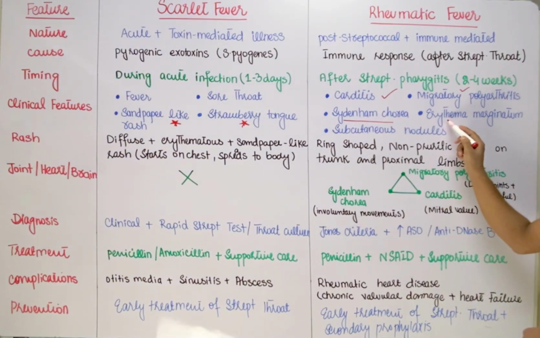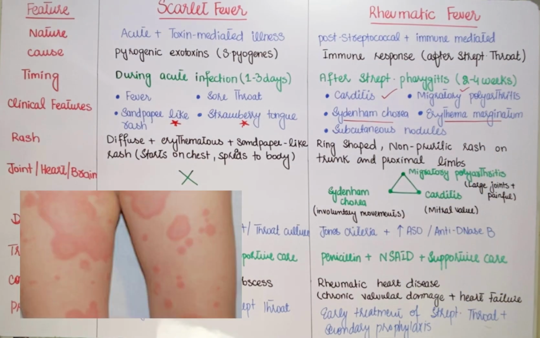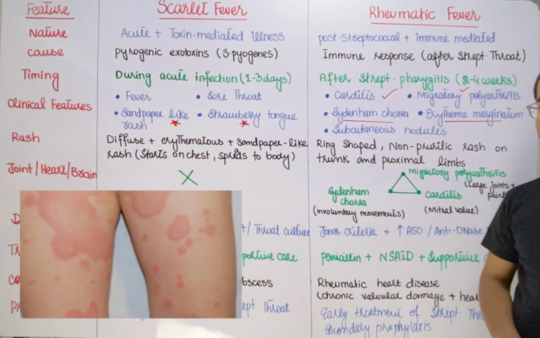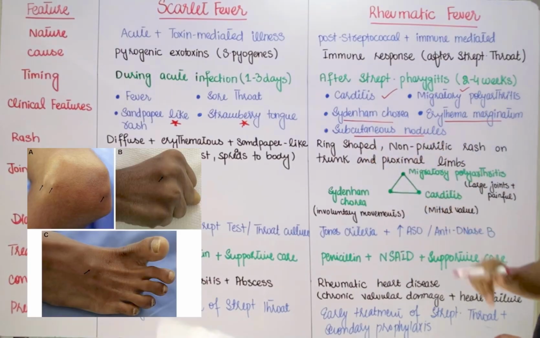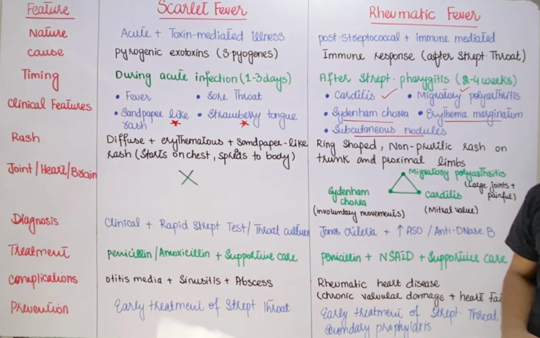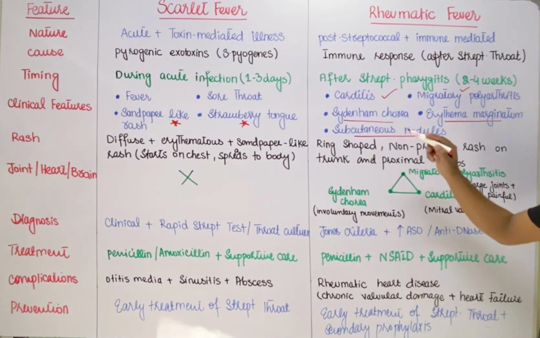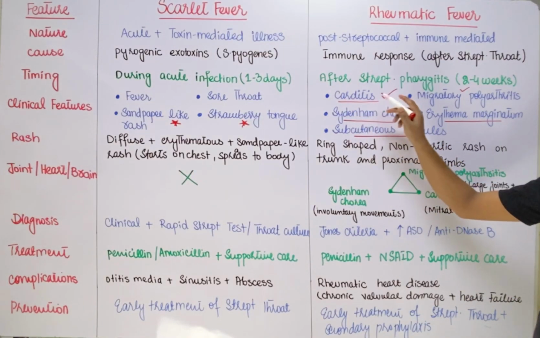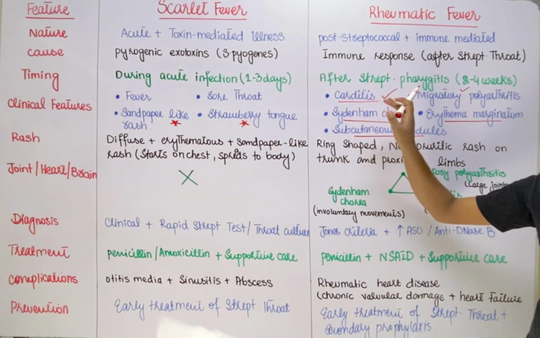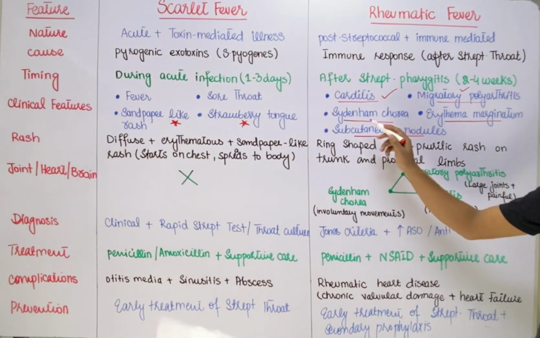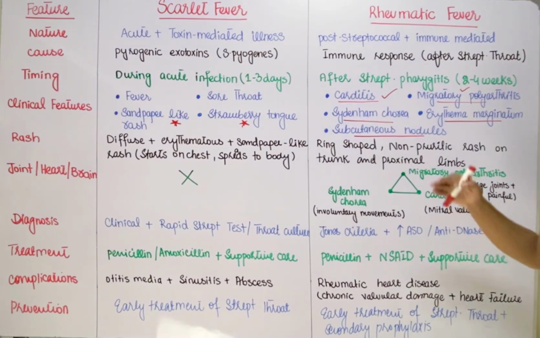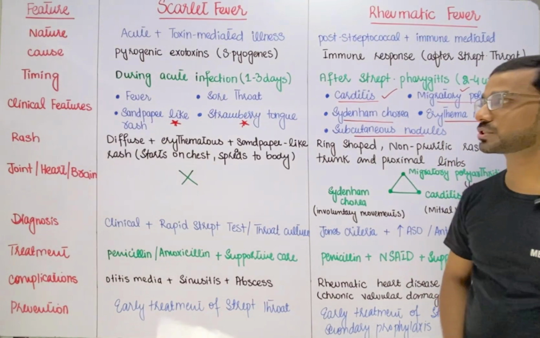You can also see erythema marginatum, a margin-like rash on the body. You can also see subcutaneous nodules. These are the different manifestations, and we call them the Jones criteria. You will see involvement of the heart, that is carditis, and most importantly the mitral valve will be involved. The joints are involved, that is migratory polyarthritis, and the brain, Sydenham chorea, and lastly you will see skin manifestations.